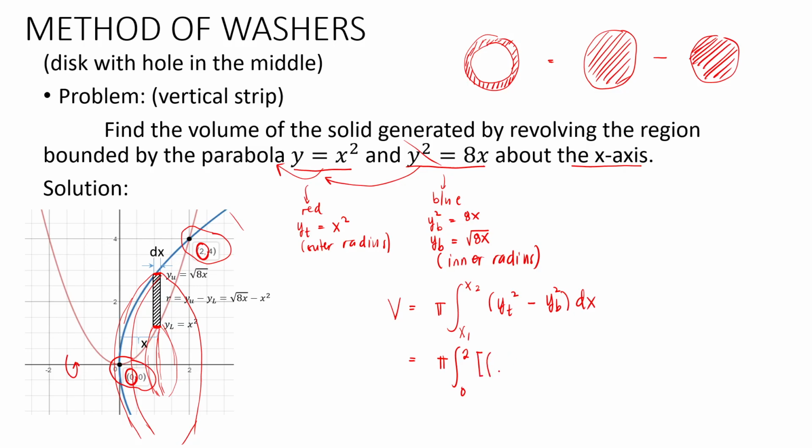Okay, so y top is x squared and then squared pa jud minus y bottom, that will be square root of 8x squared and then dx. So if you want to plug this one in your calculator, medyo dugay-dugay po ang pag-solve on this calculator because there's a radical expression on the second term.